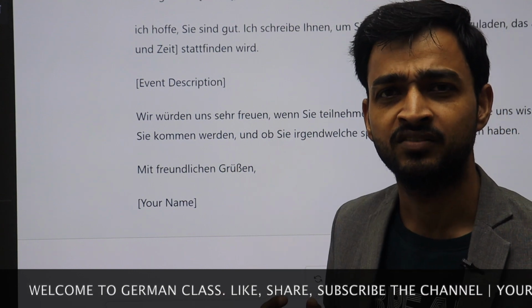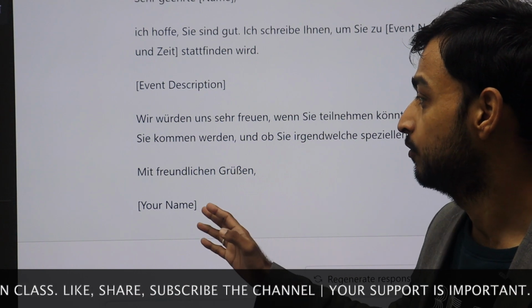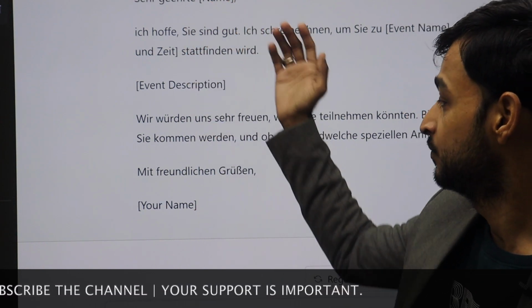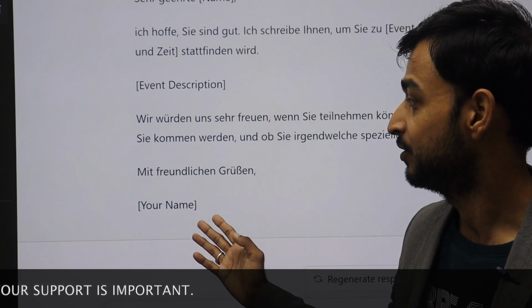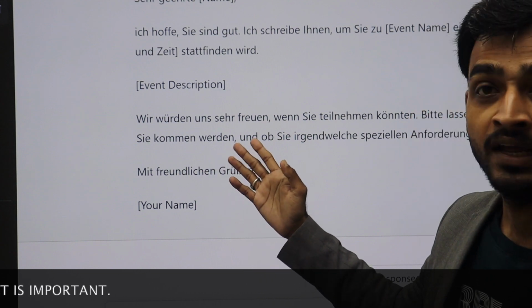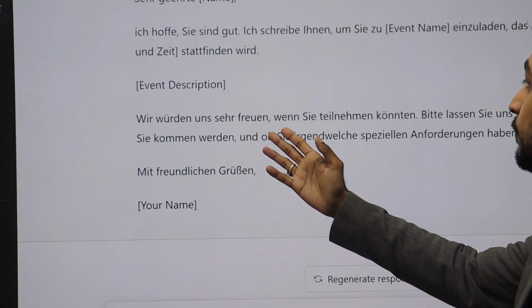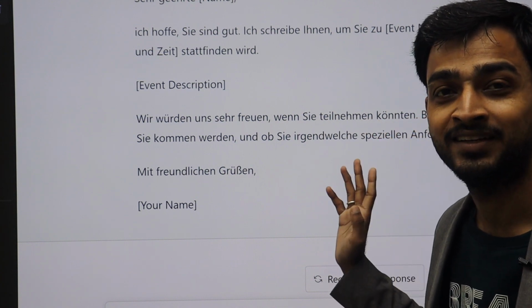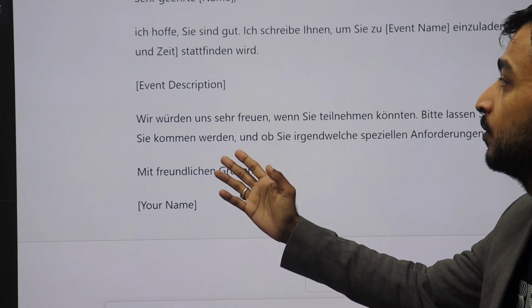There are some mistakes but not many. It's much better. You will get a very good idea. You can see the format, the correct format. Sehr geehrte, subject, mit freundlichen Grüßen, with friendly greetings, and your name. So what is the email? I'll just read it out if you are not able to read clearly. Wir würden uns sehr freuen, wenn Sie teilnehmen könnten. Look at this, könnten, politeness. Bitte lassen Sie uns wissen, please let us know, ob Sie kommen werden.